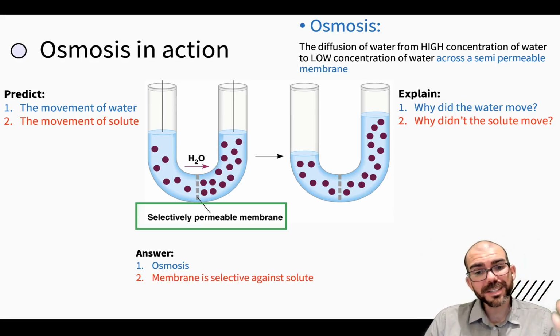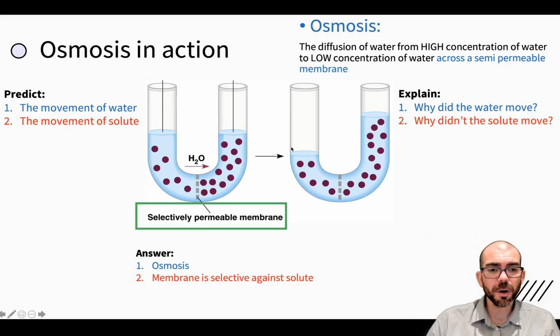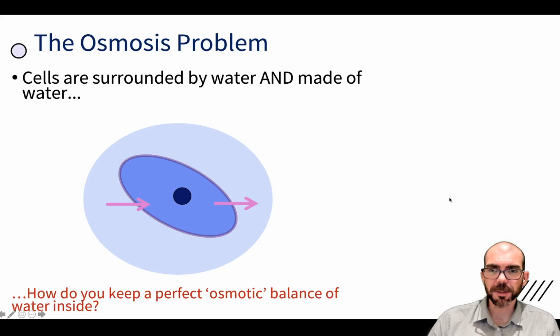Solute, on the other hand, didn't move at all. Why? Well, this membrane selects against the solute. The solute particles are too large to move across the selectively permeable membrane. But notice this interesting circumstance. Water will raise higher, which is quite counterintuitive because of that osmotic pressure, because water will always move to where there's a lower concentration. So cells have an osmosis problem.